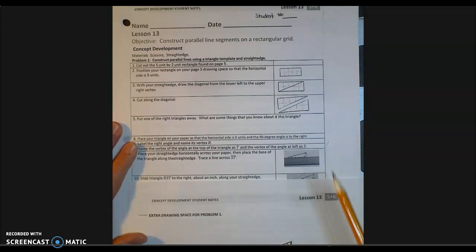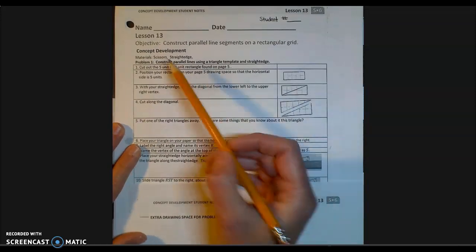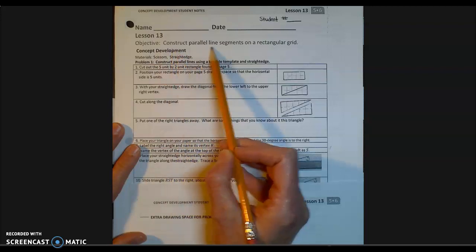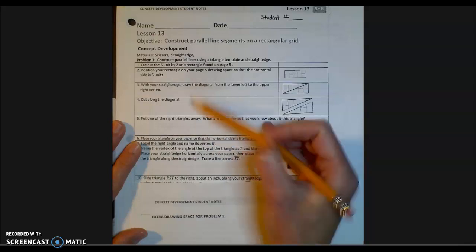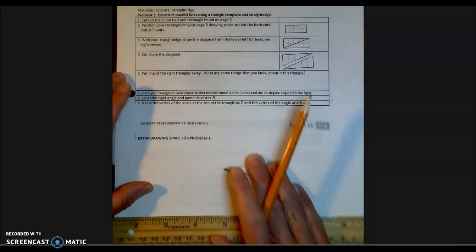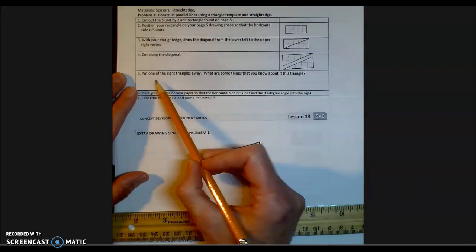Good morning, ladies and gentlemen. Today we are doing lesson 13. The objective says construct parallel line segments on a rectangular grid. So we're going to skip through several of these since we already did that, or I already did it. So I'm going to jump down to number 5.